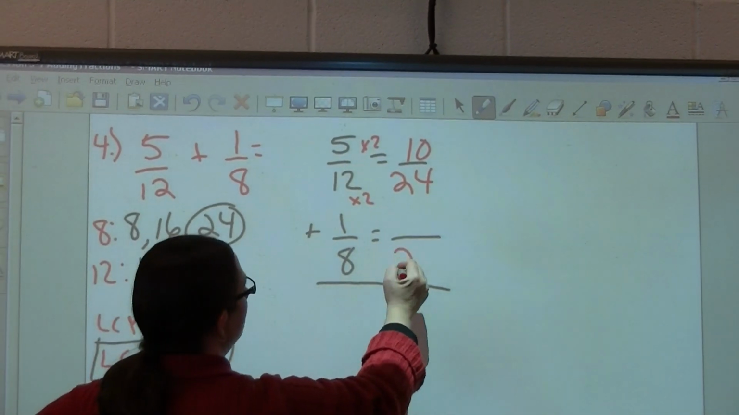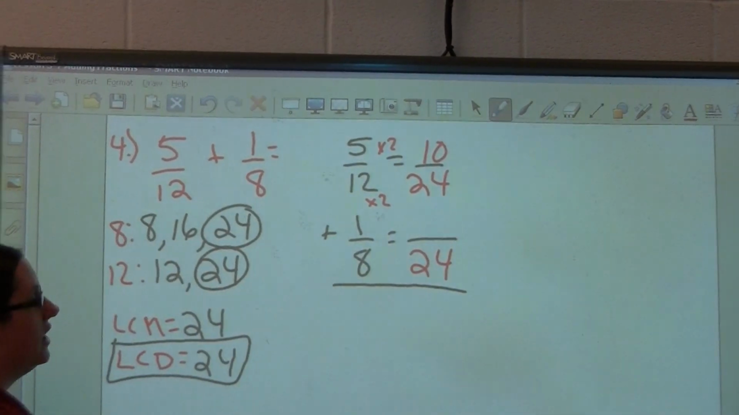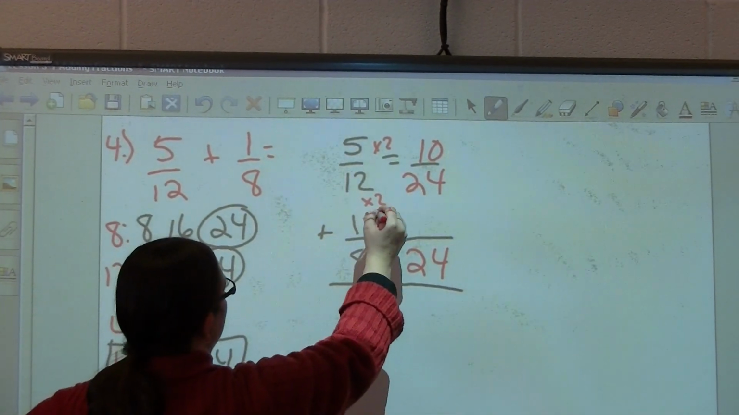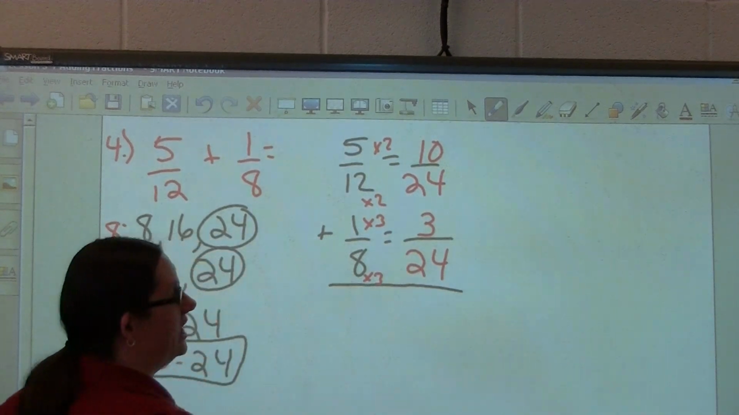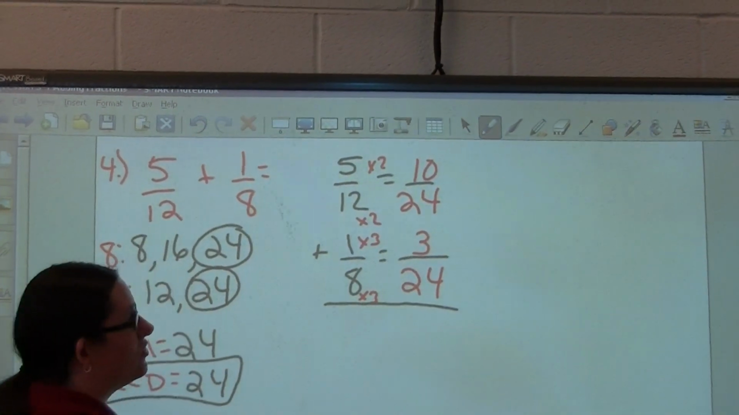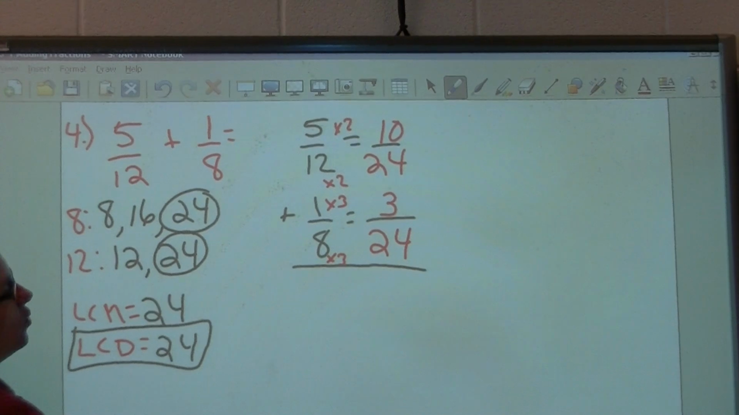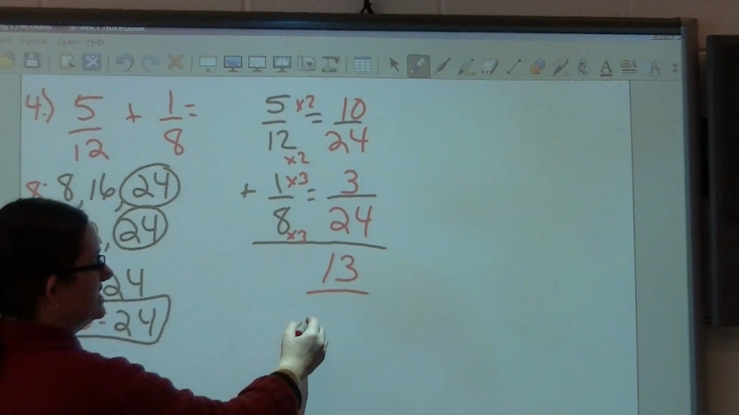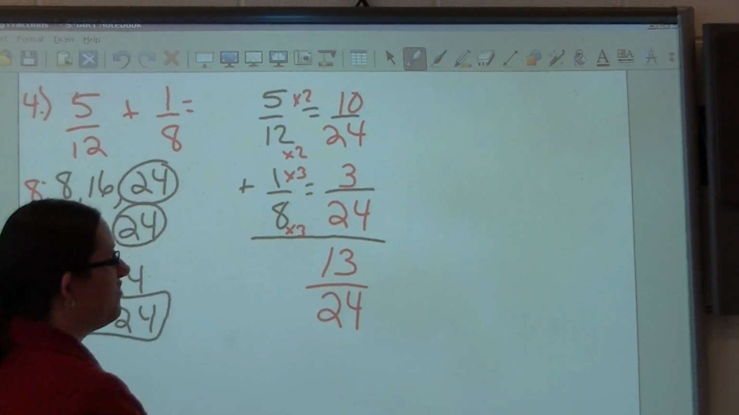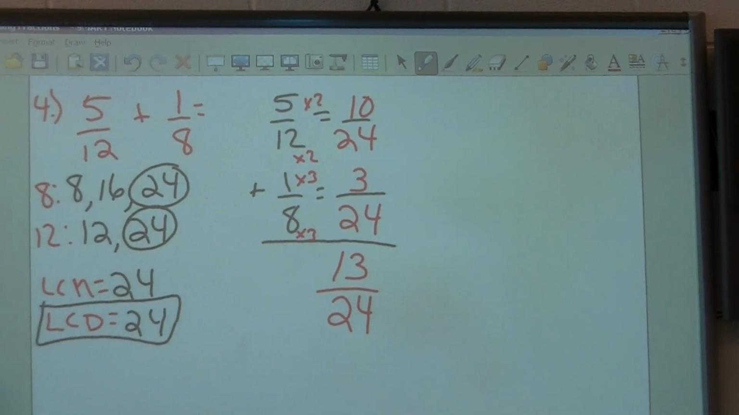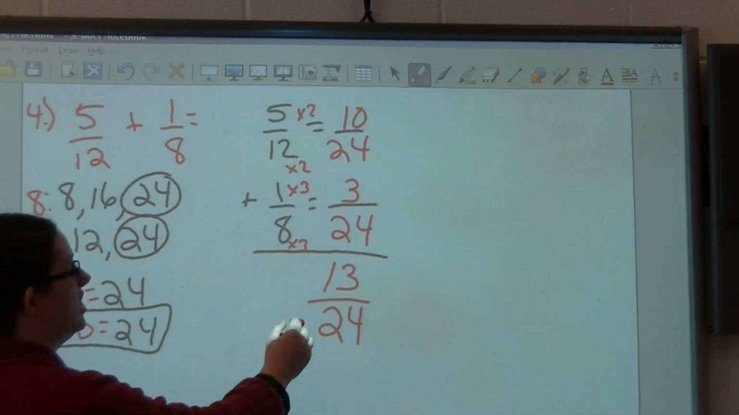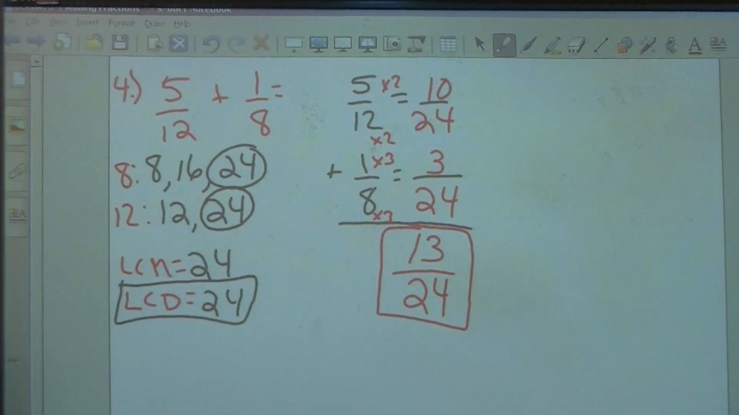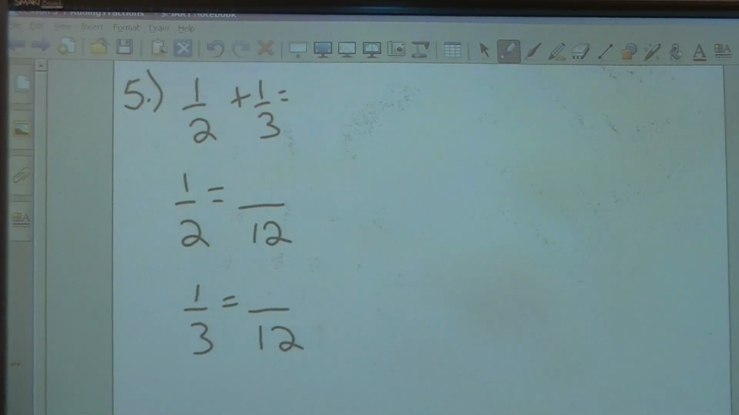Now we need to do the same thing for 1/8. So we have to make it an equivalent fraction using the denominator 24. 8 times what gives me 24? 3. Good. And 1 times 3 gives us 3. Okay, now since I have common denominators, now it's okay to go ahead and just add the numerators. What is 10 plus 3? 13. Good. And our denominator stays the same at 24. Can we divide 13 and 24 evenly by any number? No, we don't. So we know then this is in simplest form. And again, you could check by writing out the factors. All right, good job. Let's do another one.